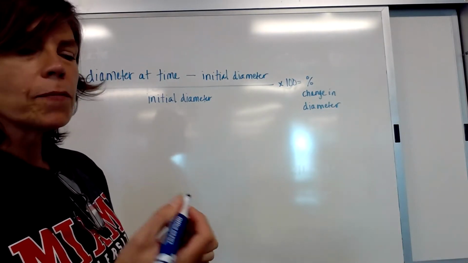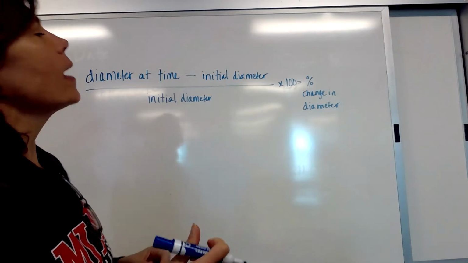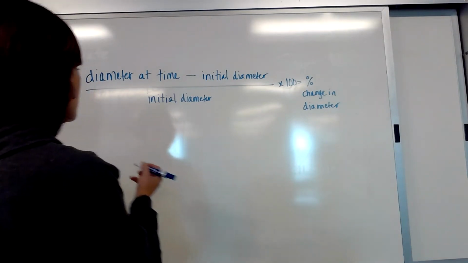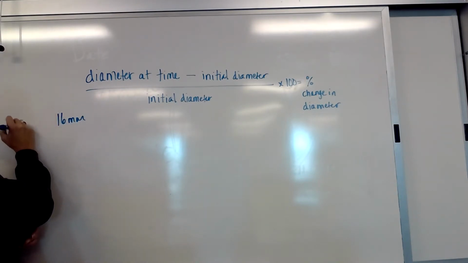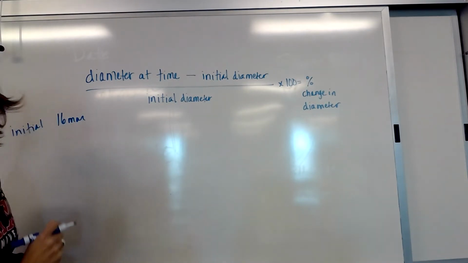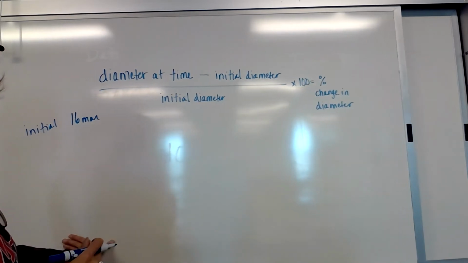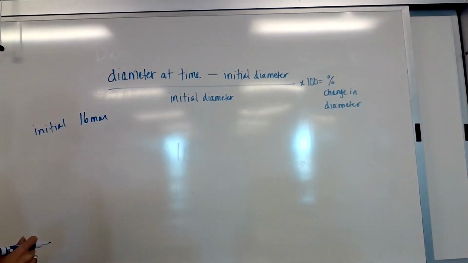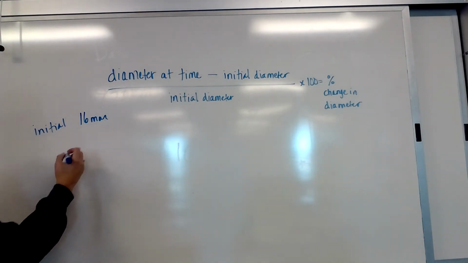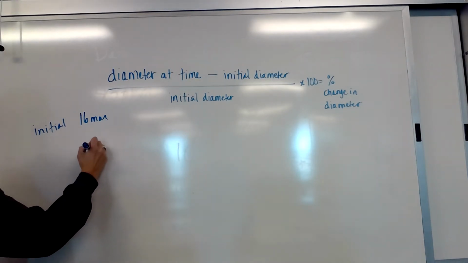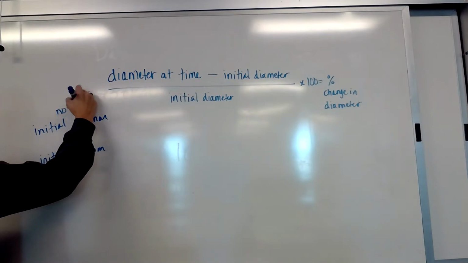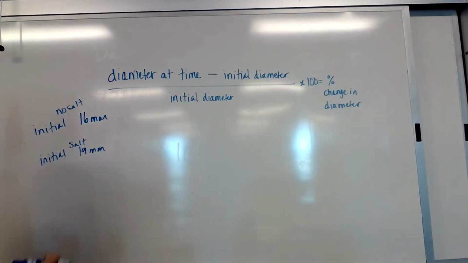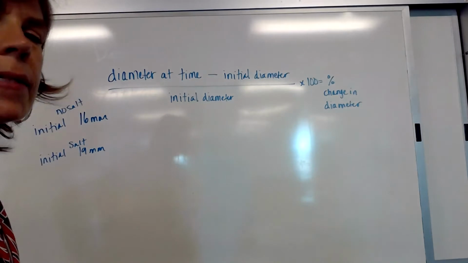So for my first apple cube, it had a diameter measuring 16 millimeters. So I need to know what that initial measurement is. Then I also had my cube that was in the salt, and its initial measurement was 19 millimeters. So that's something that I need to know too. So this is no salt, and this one is salt. I have that information recorded in my data table.